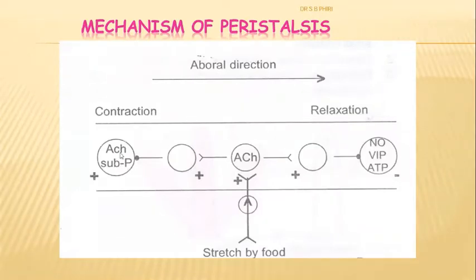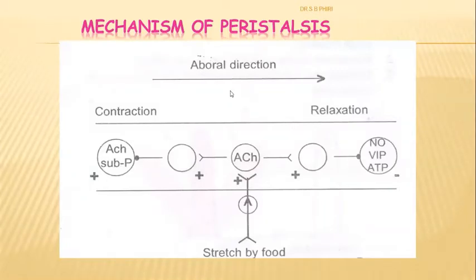So the acetylcholine and substance P are stimulatory in function. They are going to stimulate the smooth muscle cells, so the smooth muscle cells are going to contract behind the bolus. Once they are contracting, the lumen of the GIT is going to decrease because the circular muscles are contracting. That will propel the bolus to move to the next point, because at the next point there is relaxation taking place. So the movement is in an aboral direction.